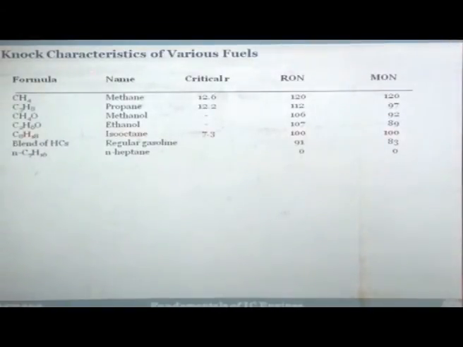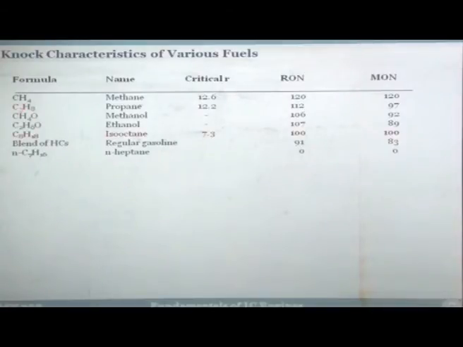So this is just an example of the knock characteristics of various fuels. For example, CH4, methane, which fuel are we talking about? Natural gas. It has a critical compression ratio of 12.6, research octane number 120 and motor octane number 120. Propane, which is LPG, has a 12.2 compression ratio, research octane number 112, motor octane number 97.